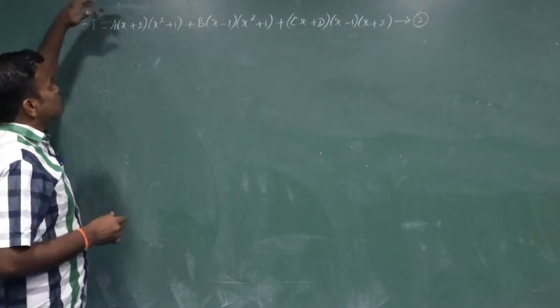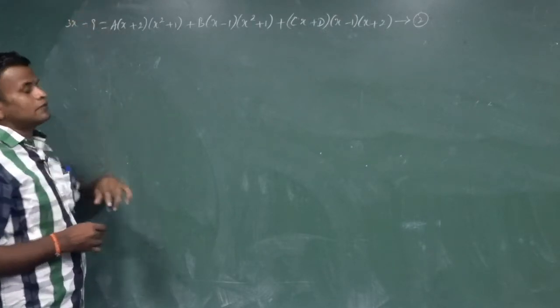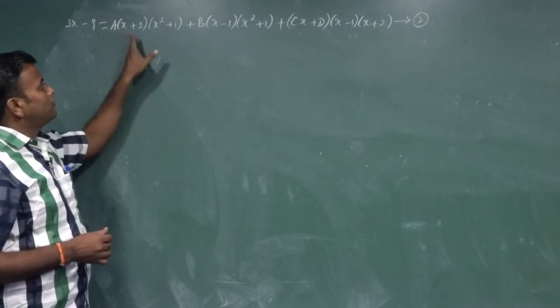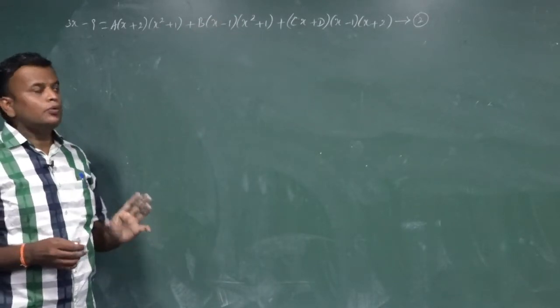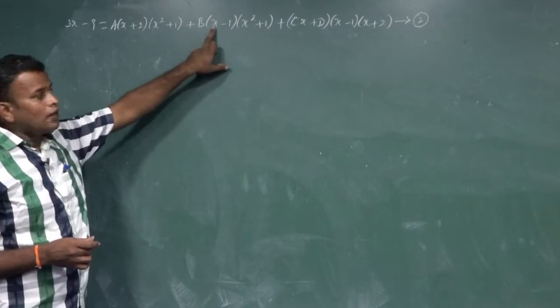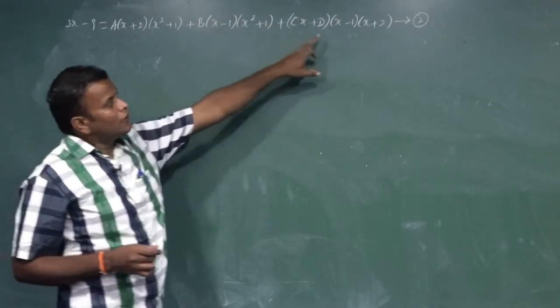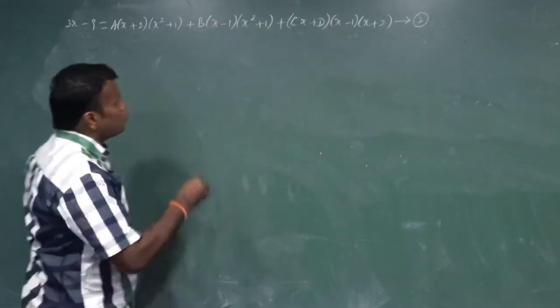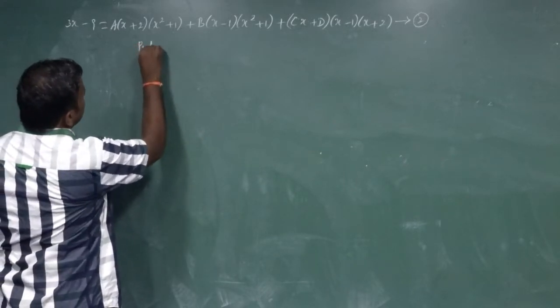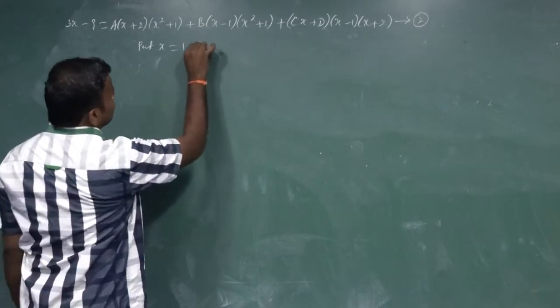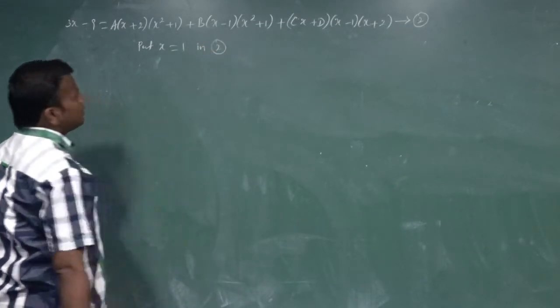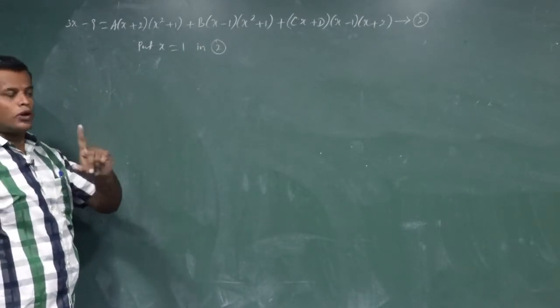First, to find the value of the constant a, all the remaining values should vanish. So I put the value of x as 1, you see. 1 minus 1 is 0. Here also 1 minus 1 is 0. So put x equal to 1 in the second equation. Whenever x is there, we replace x by 1.